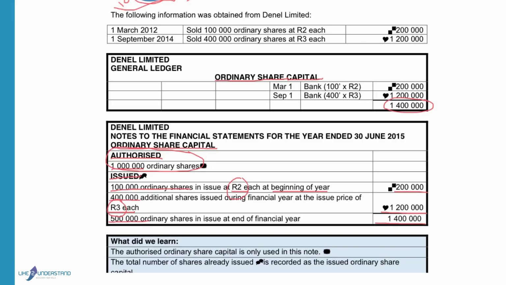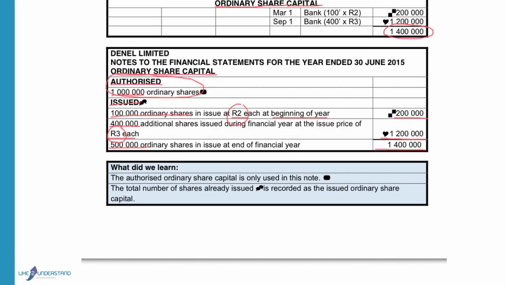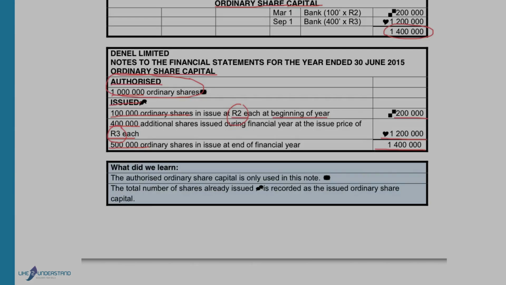So there's not a par value or a minimum or maximum value at which they can sell the shares. The company will normally, in the beginning, when they start the business, sell the shares at a cheaper price, and as they make a name for themselves and people get confidence in them, the price of the shares will increase. So what did we learn today? The authorized share capital is only used in this note, and the total number of shares already issued is recorded as the issued ordinary share capital.